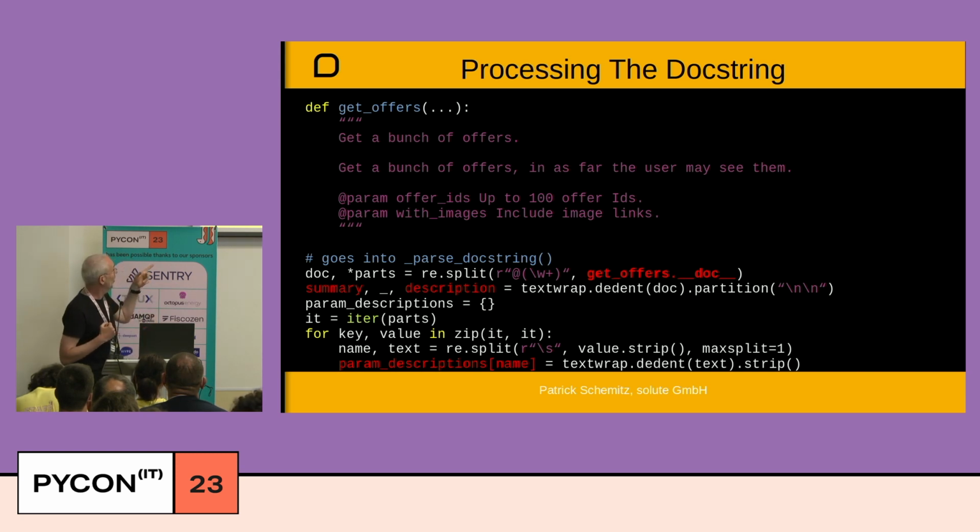And then there's this textwrap.dedent, which will deal with the indentation. You see, this is a docstring, this is a multi-line string, and the indentation is all wrong, and dedent will fix this. So now we have everything we need here, like the summary, the description, the parameter descriptions. Nice.